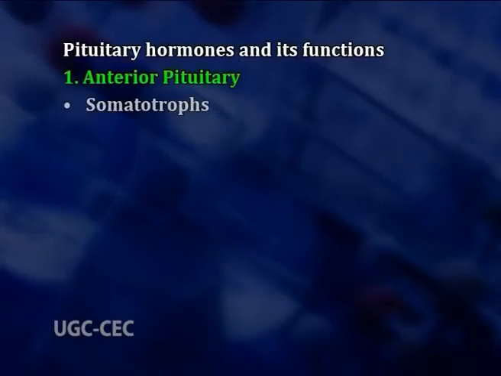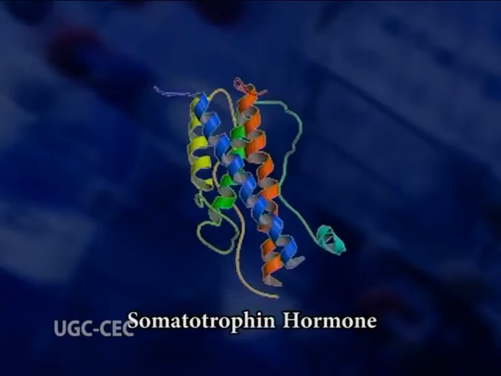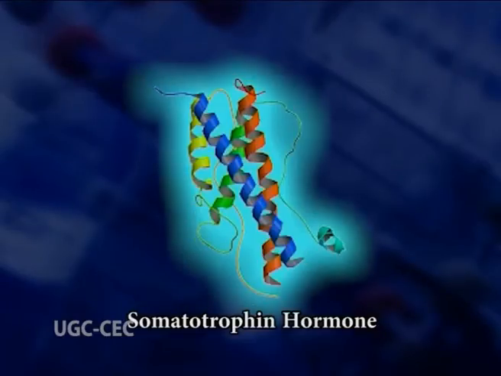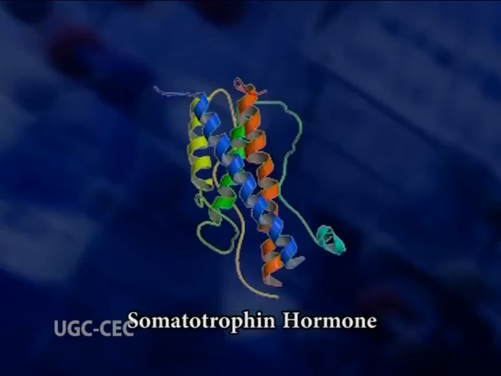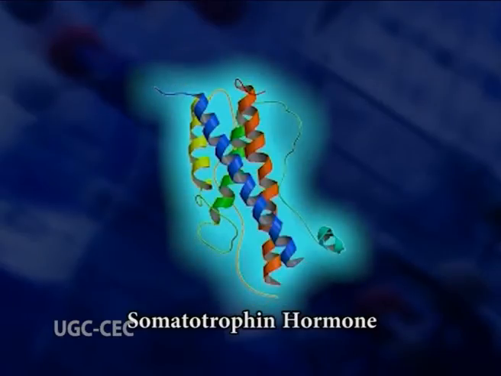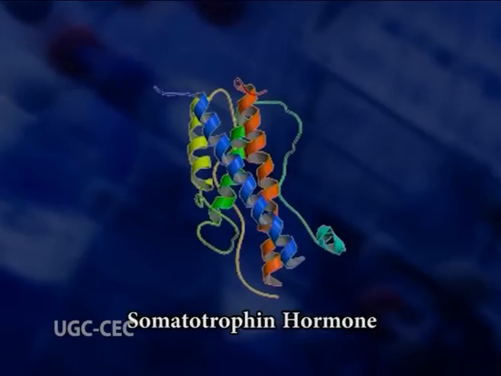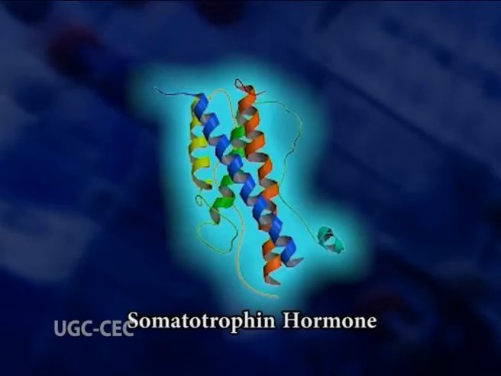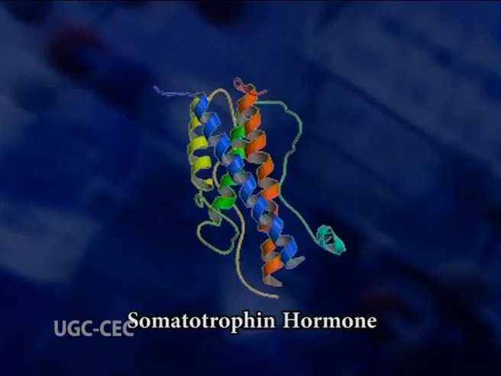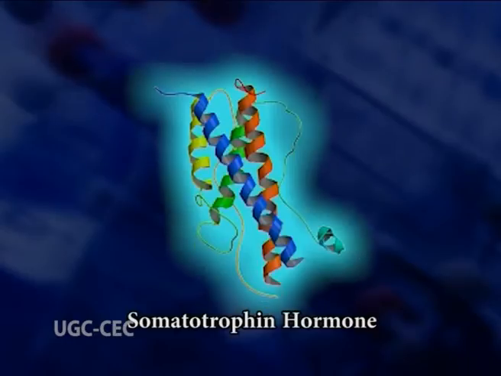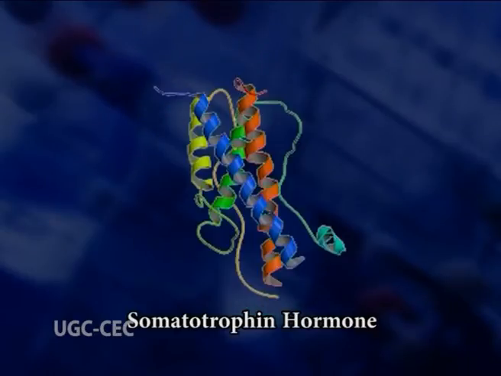First type is somatotrophs. Growth hormone, that is GH, also called as somatotrophin, is released under the influence of hypothalamic growth hormone releasing hormone, that is GHRH, and is inhibited by hypothalamic somatostatin. It promotes the growth, especially growth of the long bones including somatic growth.